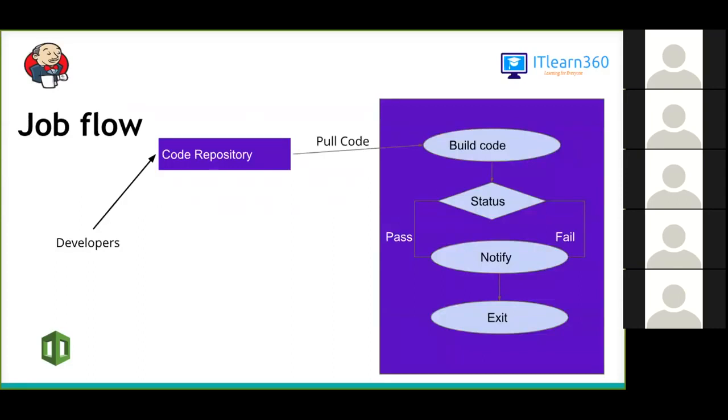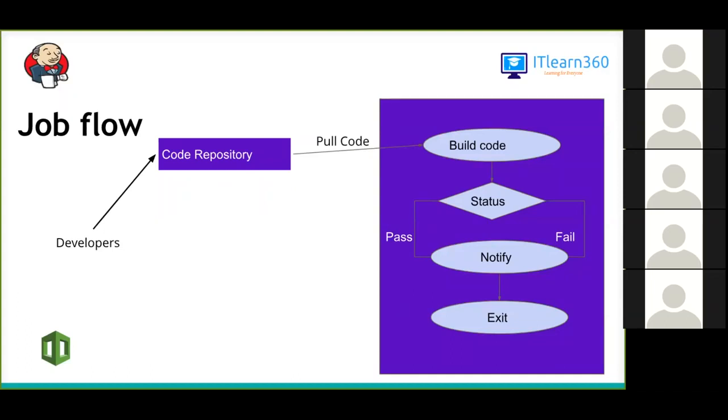Now we will see the job flow in Jenkins. In every company, for every product, we have a developers team. This team will push the code to a central code repository, let's say a Git repository or any other repository. Developers will develop the code in different modules, and after developing, they will continuously push the code to the centralized code repository. Now your code is present in this repository. Jenkins is responsible for pulling this code whenever new code is pushed to the repository.